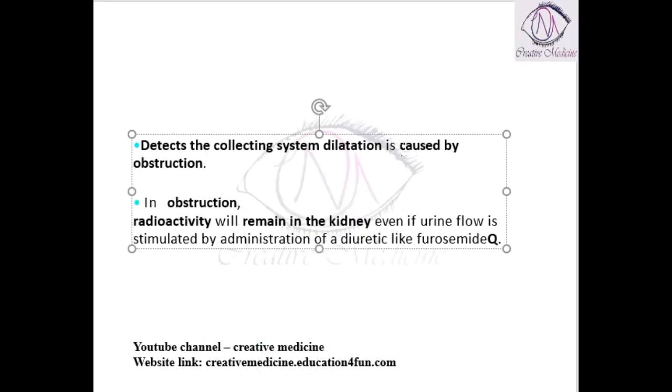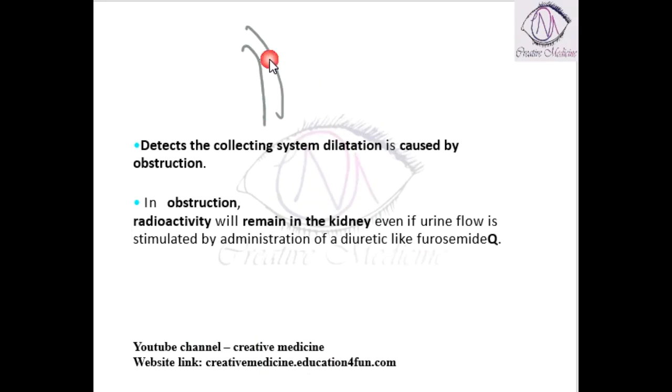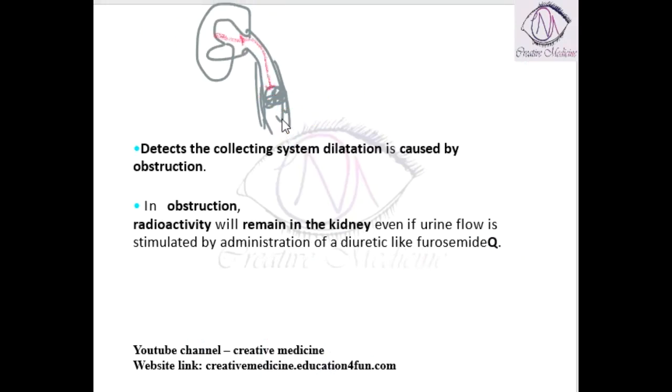If there is an obstruction, the radioactivity will remain in the kidney itself. If there is an obstruction in the collecting duct or the ureter, then after the collecting ducts the dye has to pass from the kidney into the renal pelvis, and from the renal pelvis into the ureter, then to the bladder, then to the urethra. But if there is obstruction, the radioactivity will be left here, it can't pass downwards, right?